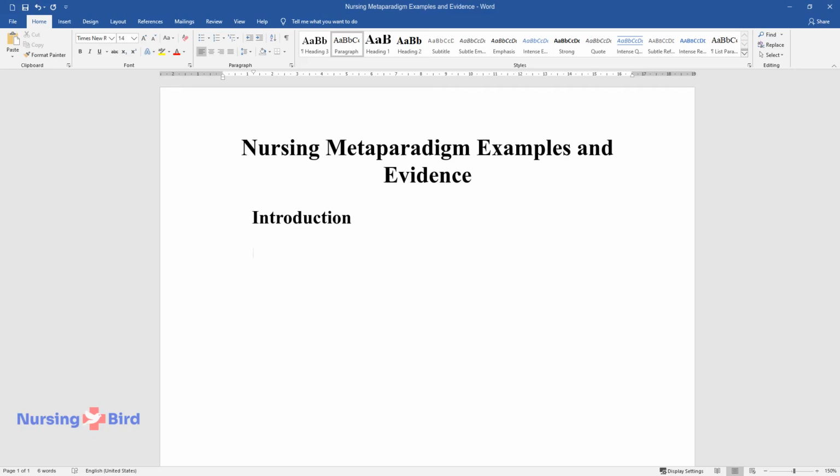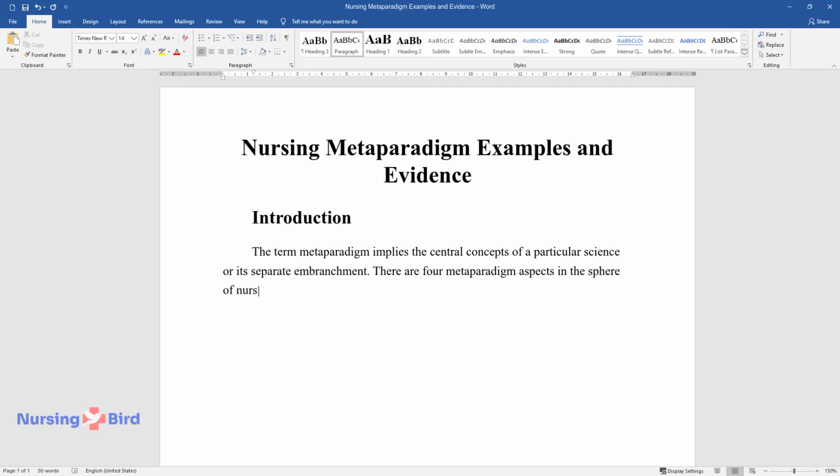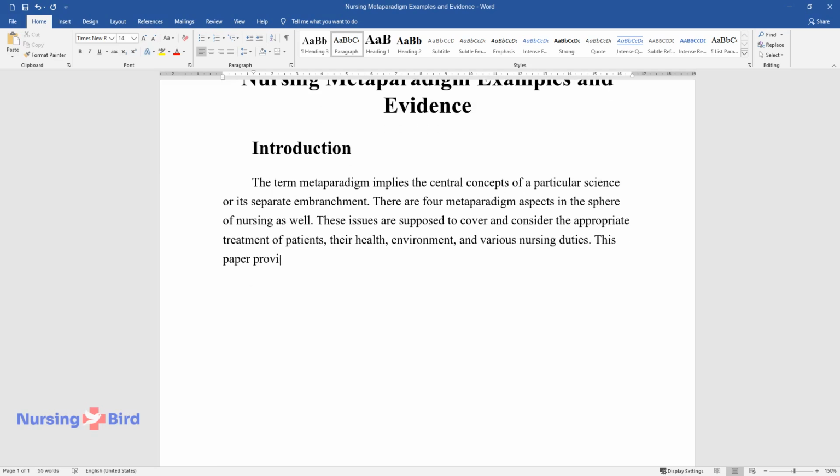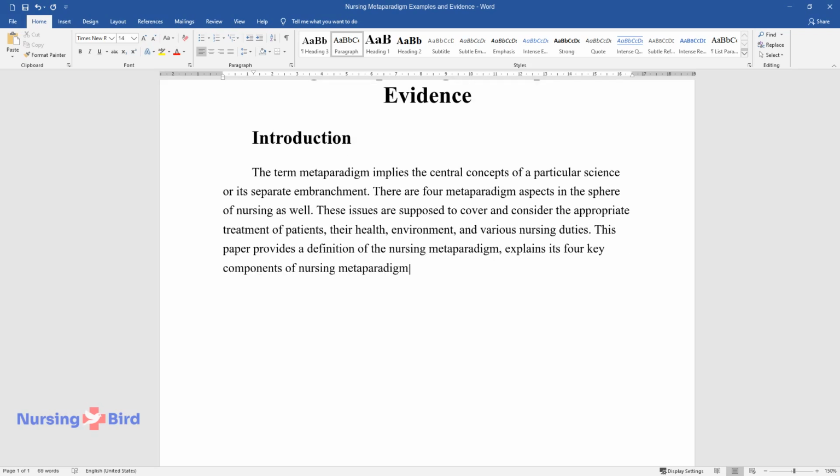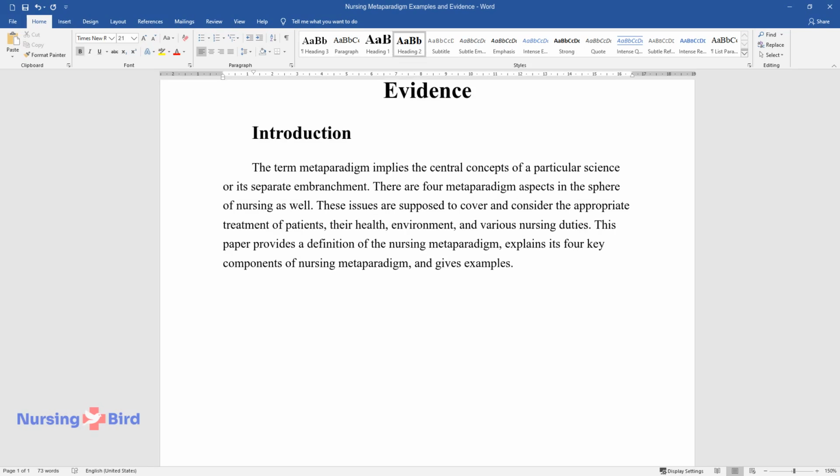Introduction. The term metaparadigm implies the central concepts of a particular science or its separate embranchment. There are 4 metaparadigm aspects in the sphere of nursing as well. These issues are supposed to cover and consider the appropriate treatment of patients, their health, environment, and various nursing duties. This paper provides a definition of the nursing metaparadigm, explains its 4 key components, and gives examples.